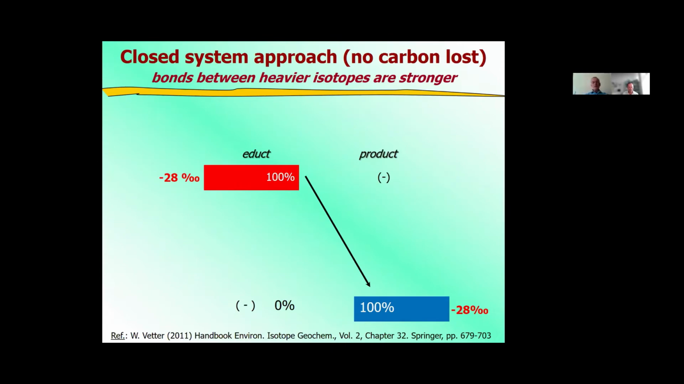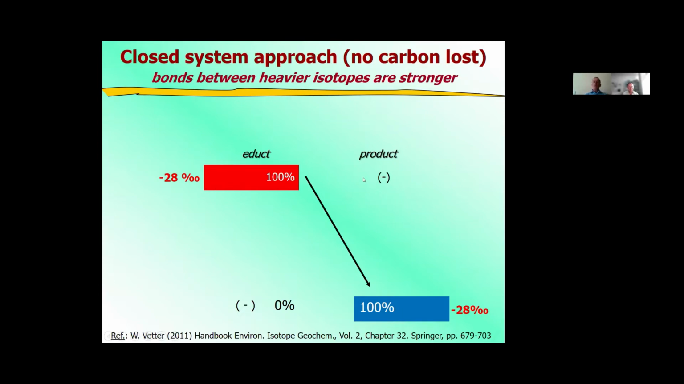Now let's first start a little bit with chemistry. If you look at a chemical reaction, you have an educt and you transfer it to a product. In a closed system approach, so that no carbon is lost, when everything is consumed, the product will have the same isotope value as the educt. This is quite simple. At the end you do not have educt anymore, and in the beginning you do not have product. So if no carbon is lost, you have in the end the same value in the product as in the beginning.